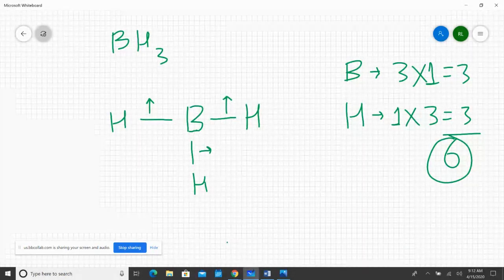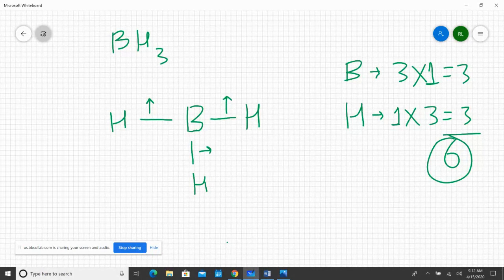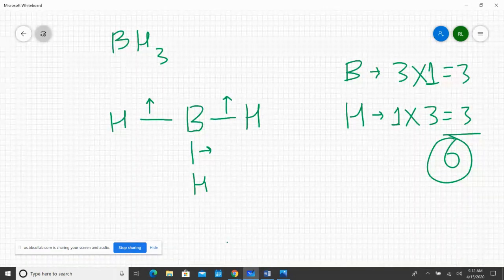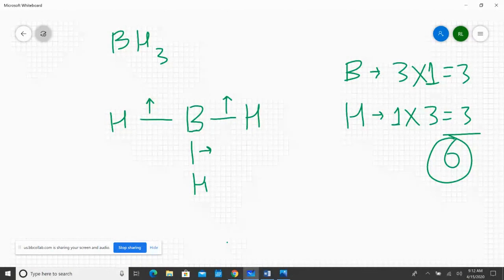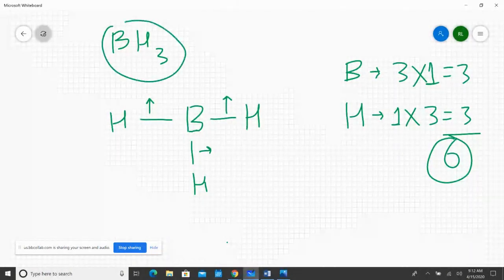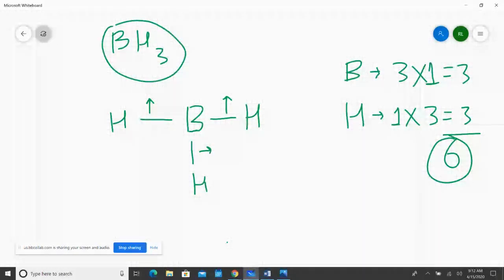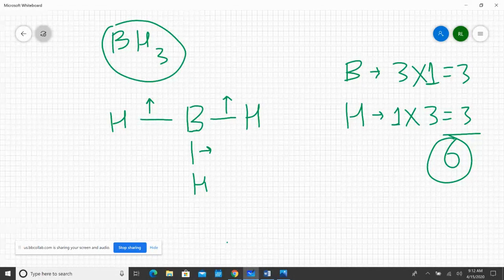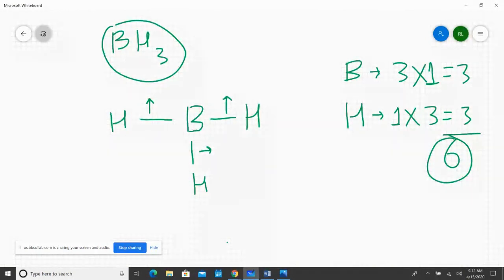All right, now let's count the number of valence electrons surrounding boron. If you count them, you're going to see boron has only 6 valence electrons around it. But boron trihydride, which is this molecule, does not have any charge. It is a neutral molecule, and this is how it violates the octet rule. That's why it is an example of an electron deficient molecule.